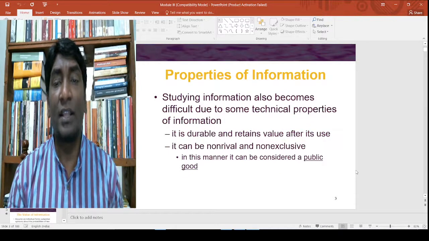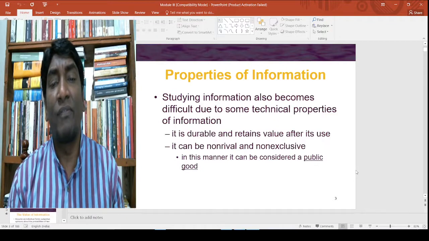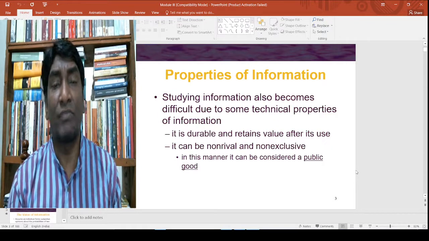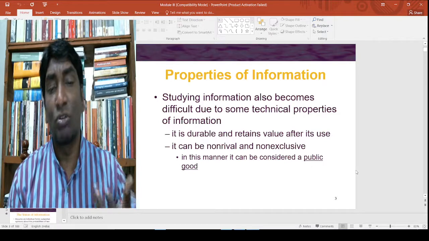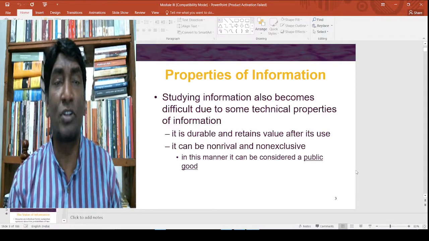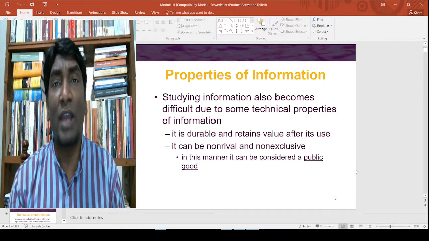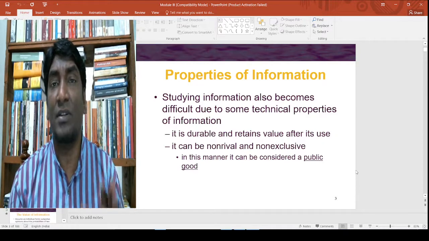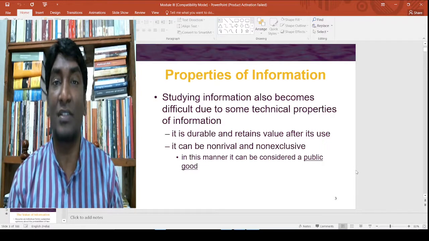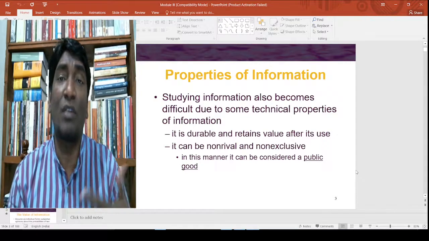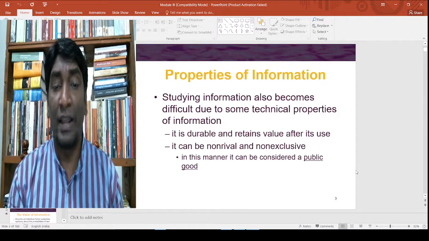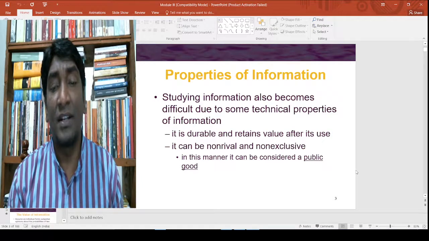So studying information also becomes difficult due to some technical properties of information, such as it is durable and retains value after its use, and it can be non-rival and non-excludable. These two characteristics are very important as far as information itself is concerned. Once you reveal it, it becomes common knowledge. So in this manner it can be considered a public good.